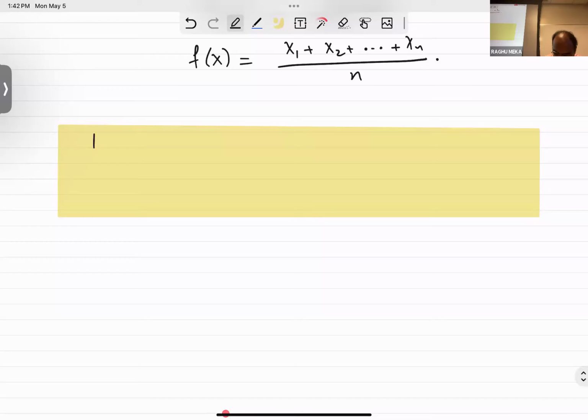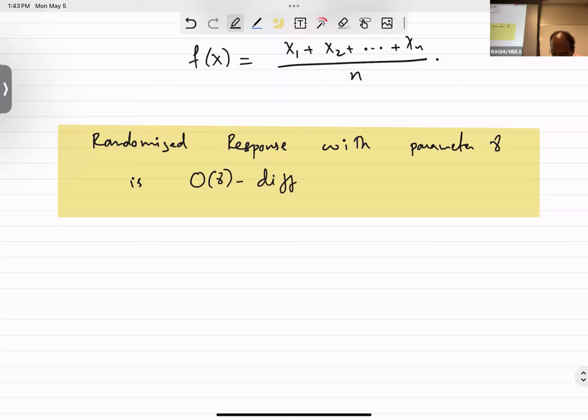But the punchline is that randomized response with noise rate gamma is O of gamma differentially private, and the constant is also just like 2 or 3 or something. The smaller I make the gamma, the better my accuracy, better my differential privacy. All right, so we'll show this in the next lecture, but let's suppose that this is true.